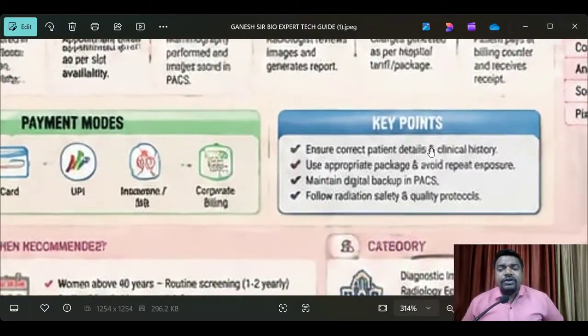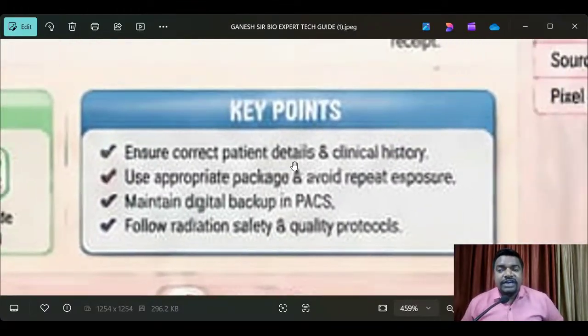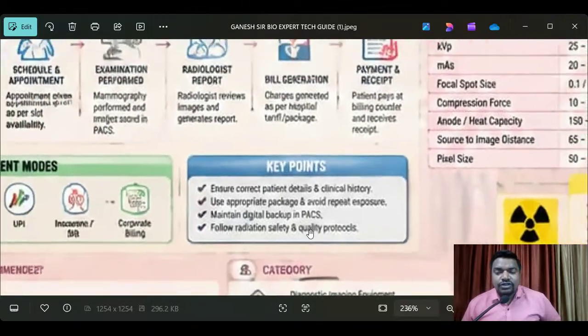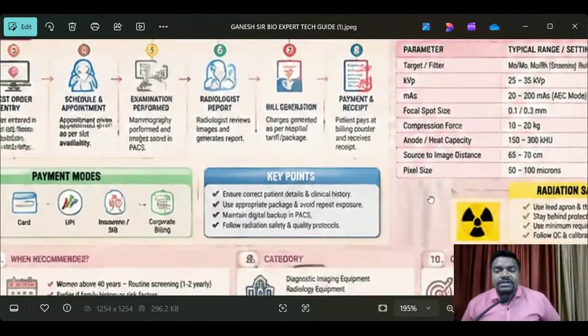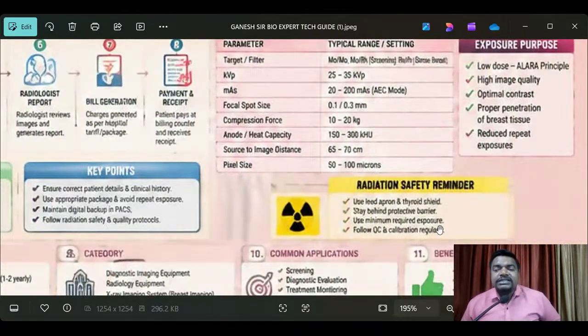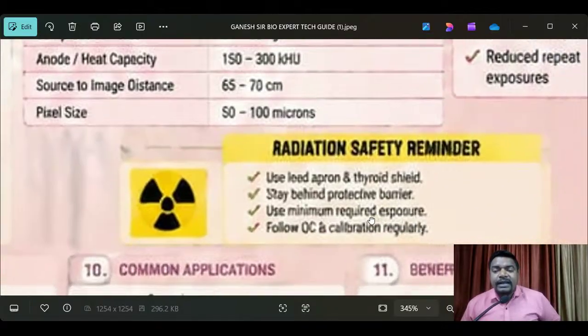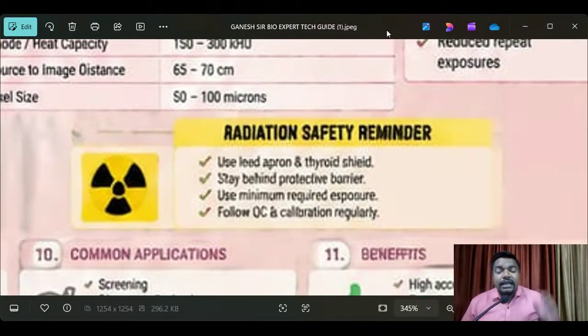So I want to give you key points. See, this much information I have shared with you all. Now I want to give the key points here. Ensure correct patient details and clinical history, use the appropriate package, avoid repeat exposure, maintain digital backup in PACS, and follow radiation safety and quality protocols. So all these things are complete information. Whatever is important, see the radiation safety reminder. I want to give the reminder before you touch the equipment. See, you should know this radiation information.